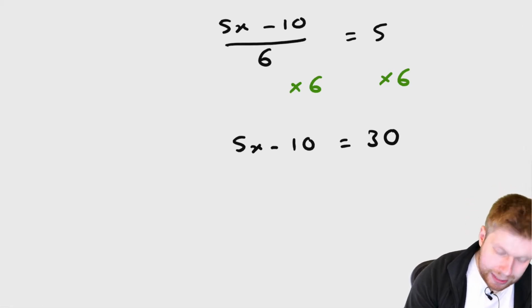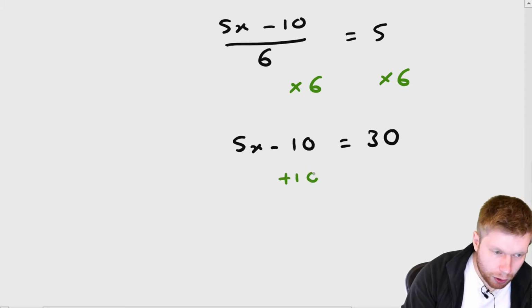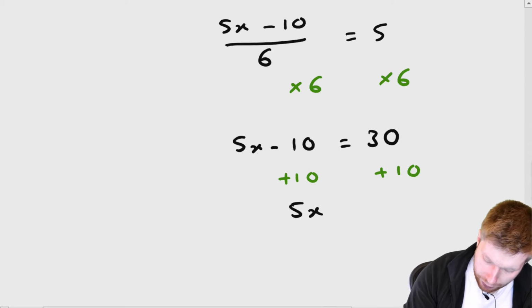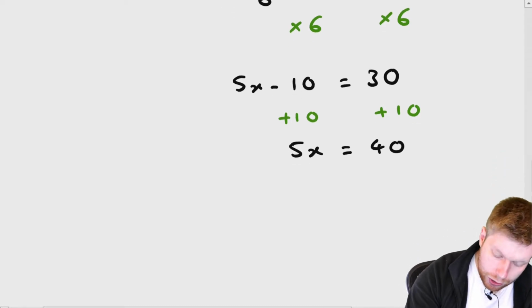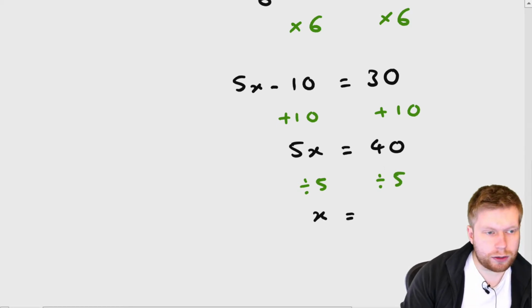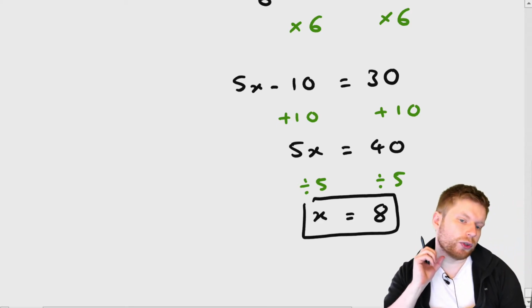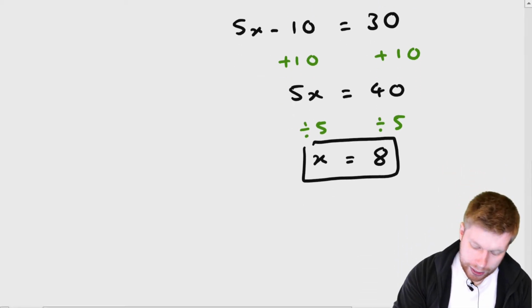Okay? Now it's exactly the same examples as we've seen before. Okay? So I just need to add 10 to both sides to get rid of that take away 10. So on the left-hand side I get 5x. On the right-hand side I get 40. And then all I need to do is just divide by 5 on both sides, and then I get x on its own, and then 40 divided by 5, that gives me 8. So in other words, in this case, x must be equal to 8. Good, fantastic.